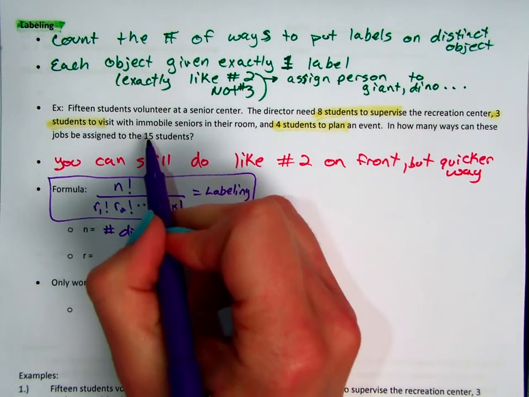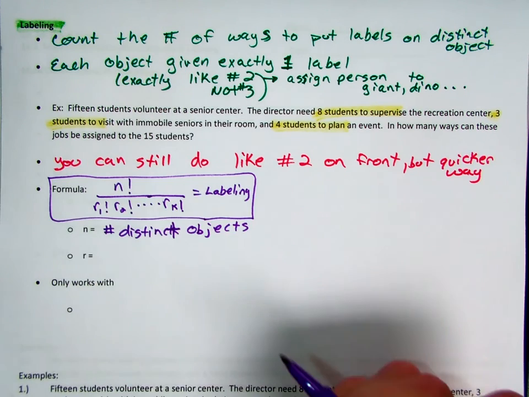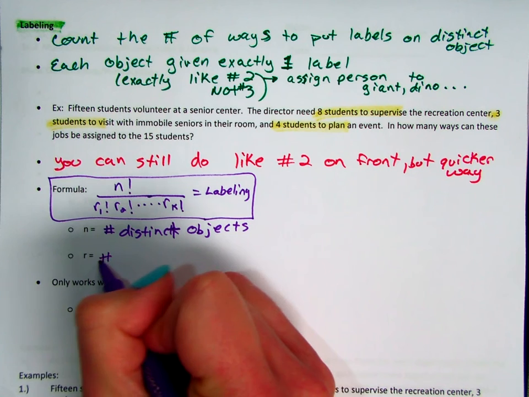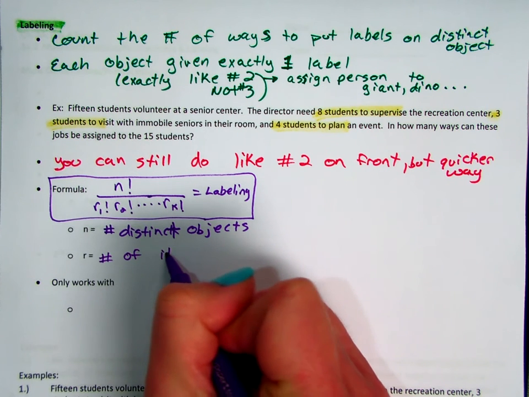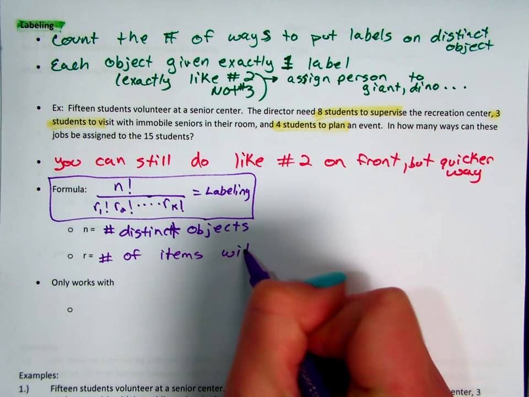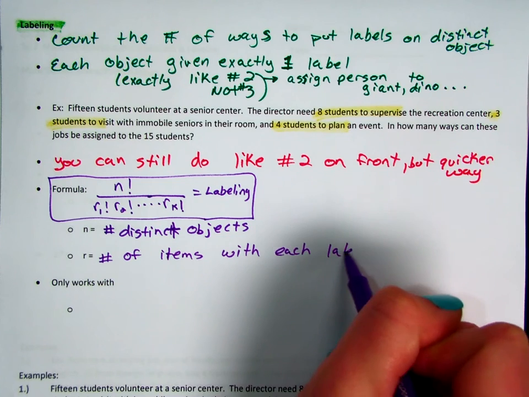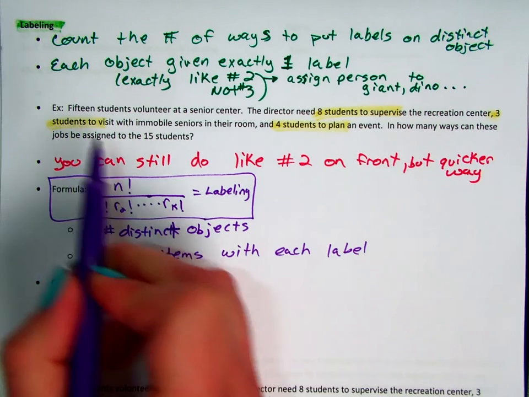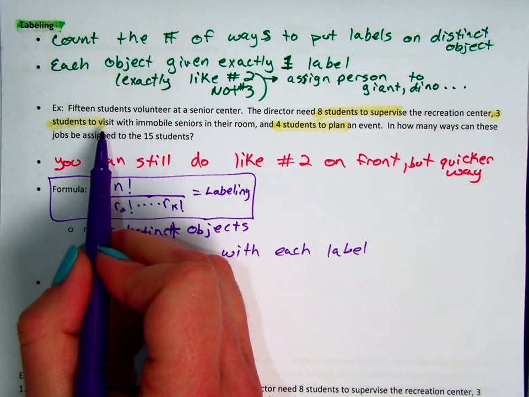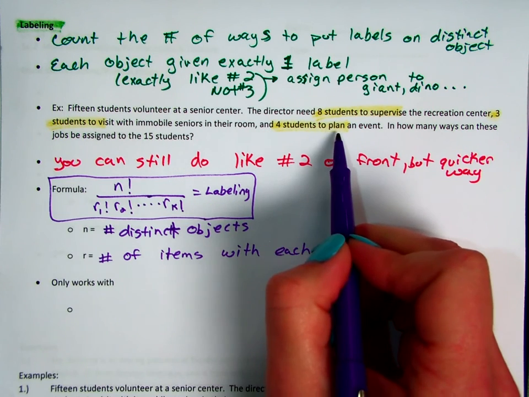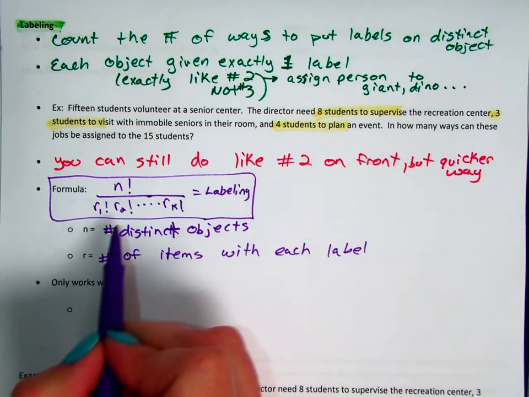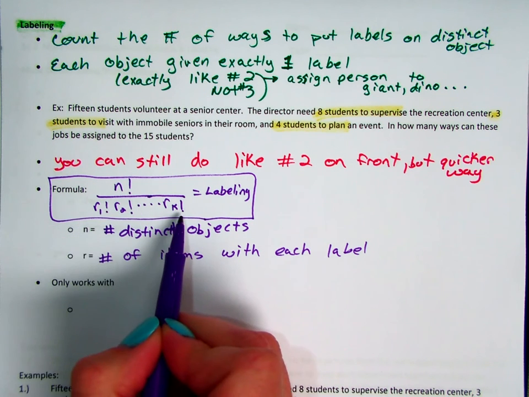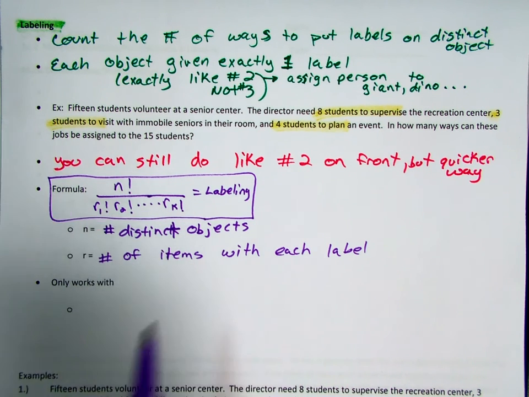So in this case, my number of distinct objects would be 15, right? Because there are 15 students. And R stands for the number of items with each label. So in other words, we're going to be labeling 8 students as supervisors, so one of my R's is 8. I'm going to be labeling 3 students to visit, so one of my R's is 3. I'm going to be labeling 4 students to plan, so one of my R's is 4. The reason this is dot, dot, dot is because I'm just going to put however many there are. If there were 20 different assignments, then I would have to put 20 different numbers underneath.